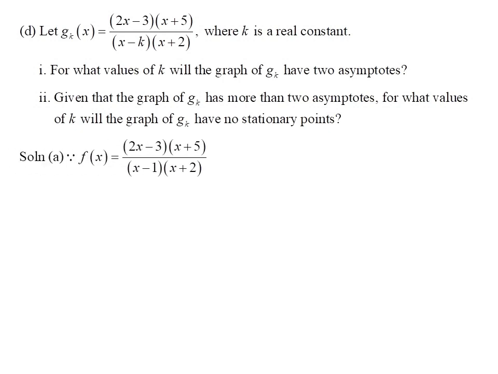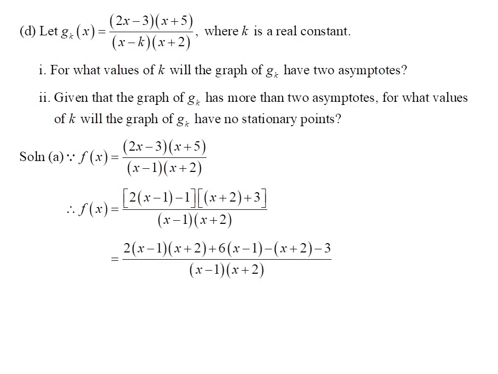Now, let's come back to part A of this question. According to the linear factors in the denominator of f of x, x minus 1 and x plus 2, the linear factors in the numerator can be written as 2 times (x minus 1) minus 1, and (x plus 2) plus 3.